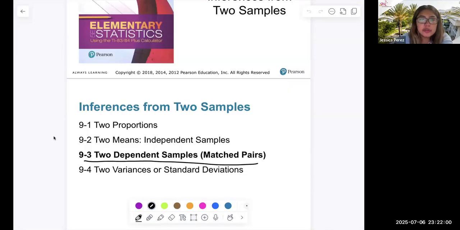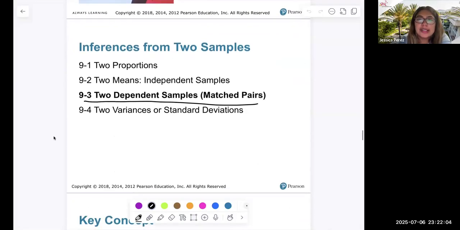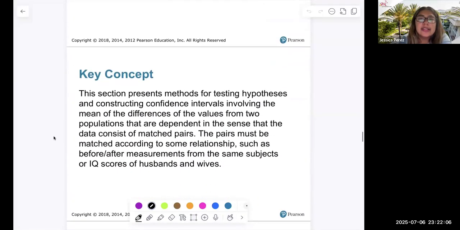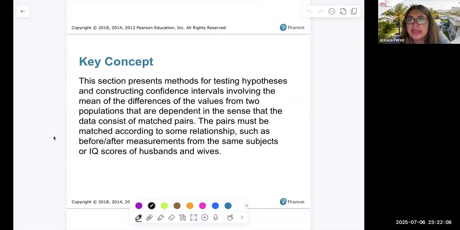Hi, everyone. Welcome to Chapter 9, Section 3, Two Dependent Samples and Matched Pairs. In this section, we are going to be presenting methods for testing hypotheses and constructing confidence intervals involving two means. But now remember, we had in Section 9.2 when the means were independent. Now in this section, 9.3, the population means are dependent in the sense that the data consist of matched pairs.